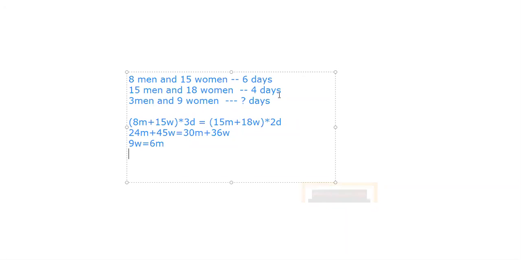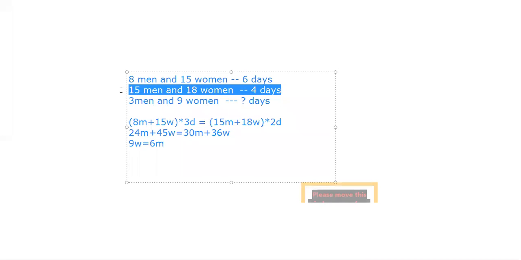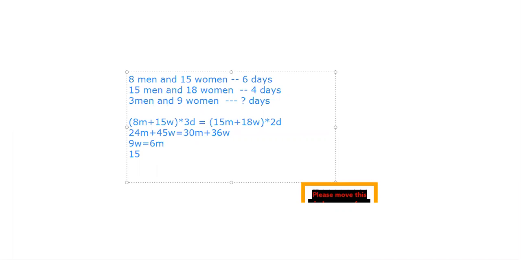Now let's take the second one, 15 men and 18 women. Now I can convert that. 15 men plus 18 women: I can take 9 women as 6 men, so 18 women I can take as 12 men. So that will be equal to 27 men. So 27 men can complete a work in how many days? 4 days. Now I got this.